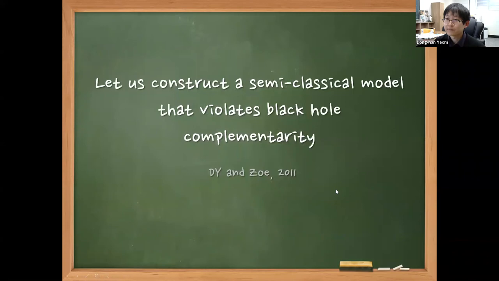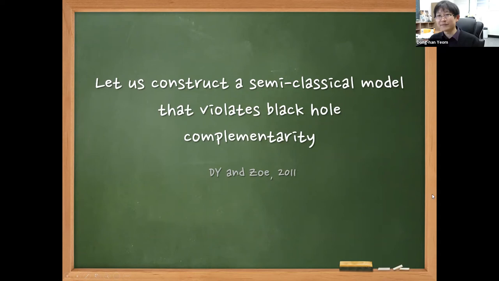However, let me introduce my paper in 2011. In this paper I constructed an example where we can construct a semi-classical model that violates black hole complementarity. So let me introduce this paper. Indeed, this paper appeared before AMPS. So I think this is the first consistent criticism about black hole complementarity.